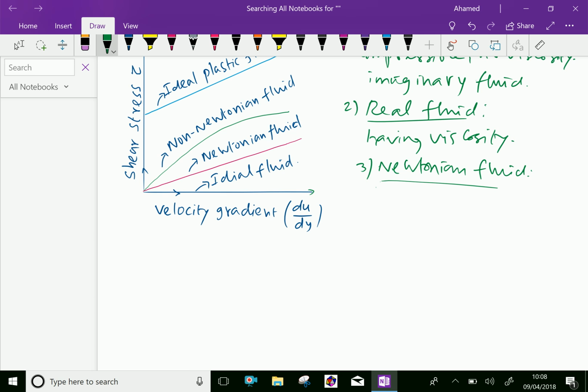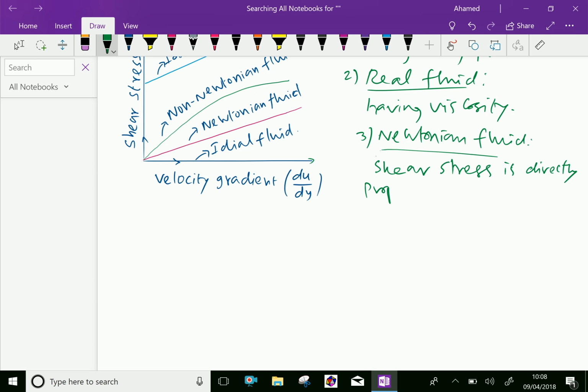Therefore, in a Newtonian fluid, shear stress is directly proportional to the rate of shear strain. In Newtonian fluid, shear stress is directly proportional to rate of shear strain.